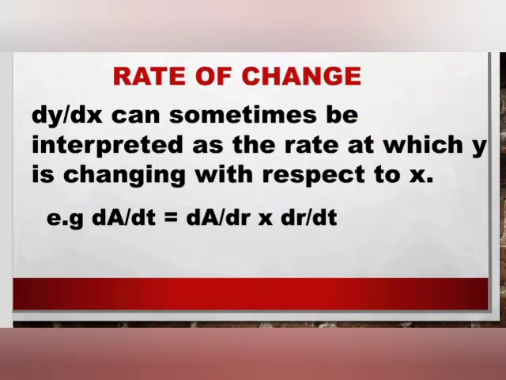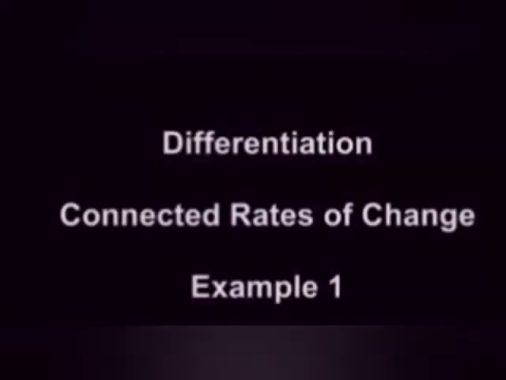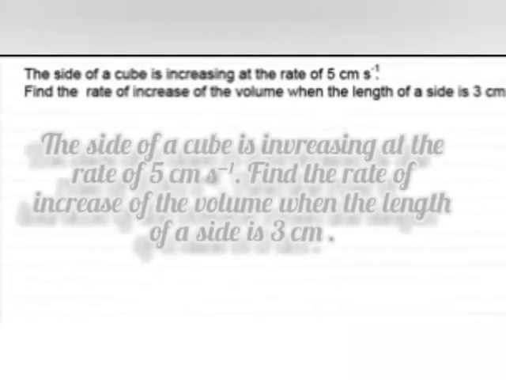Now let's begin as we look at what rate of change is. dy/dx can sometimes be interpreted as the rate at which y is changing with respect to x, which we have an example on the screen. dA/dt, that's the rate of change of A, which is dA/dr times dr/dt. We'll be getting this understanding in this example we'll be looking at. Let's quickly look at this example.